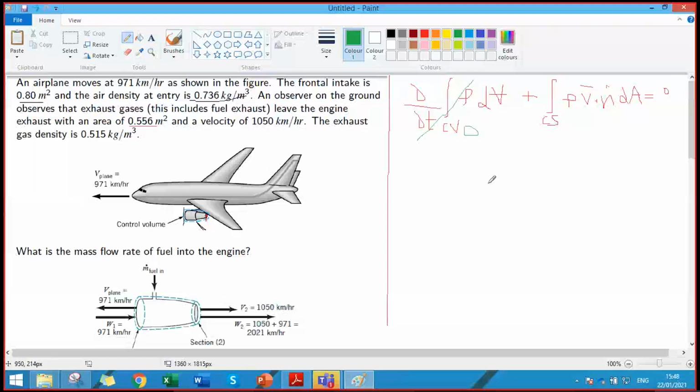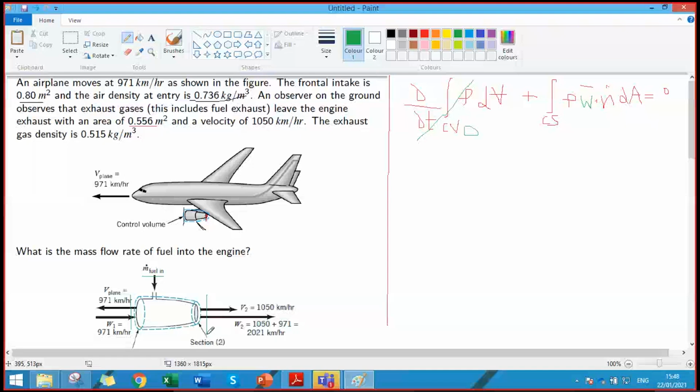Now, for the second part, we know that it's a moving control volume. So instead of V, we need to use W here. So we'll write rho W dot dA. And if we see the problem statement, there are two inlets, that is the fuel injector and the air intake, and one outlet, that is the exhaust gas discharge. So basically we have three control surfaces. Two are the inlets and one is the outlet. And they do not have any variation. They are fixed areas. The velocity is not varying with area.